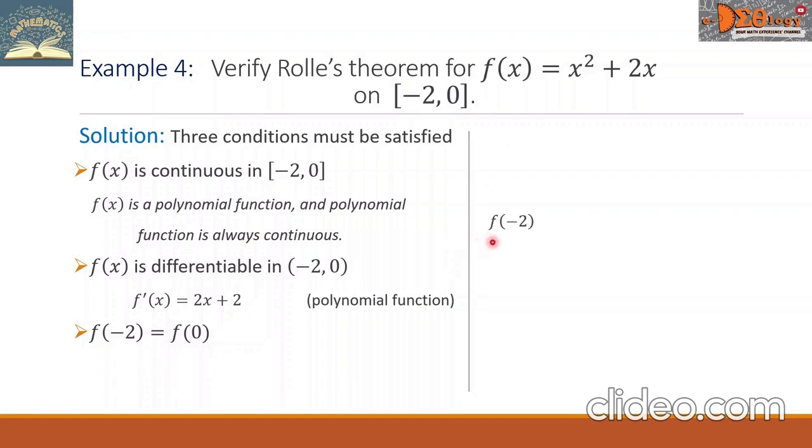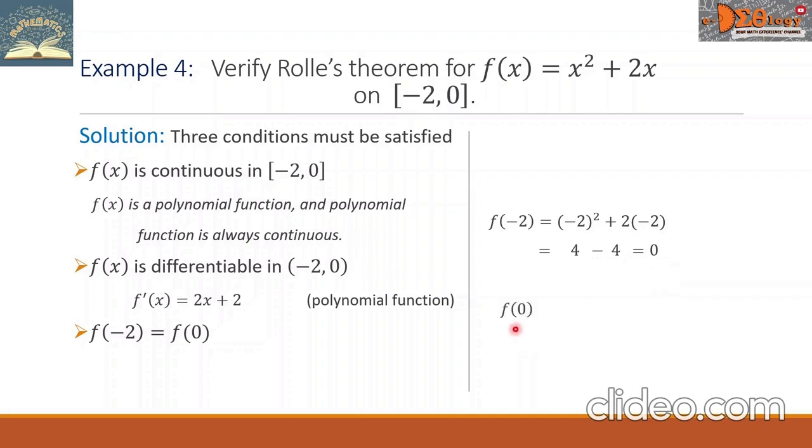Let's begin with f of -2. With a given function here, we change the x by the -2. So the right side becomes the square of -2 plus 2 times -2. Square of -2 is positive 4. 2 times -2 is -4. 4 minus 4 equals 0.